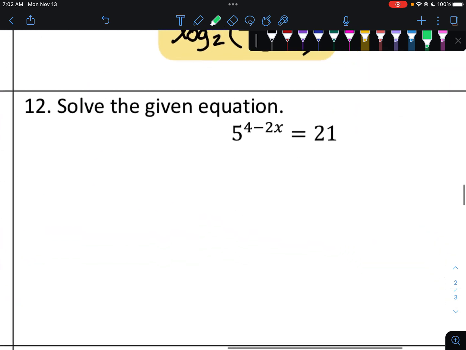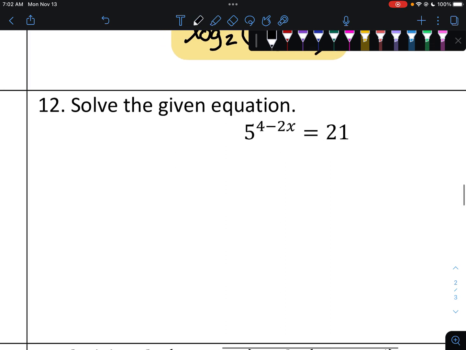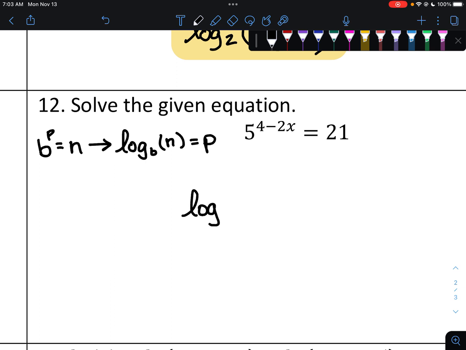Okay, this next one, we need to solve this equation. We cannot rewrite this with common bases. So we have a base to a power equals a number. So we're going to switch it to log form. So log of a base of a number equals the power. So this turns into log base 5 of 21 equals 4 minus 2x.